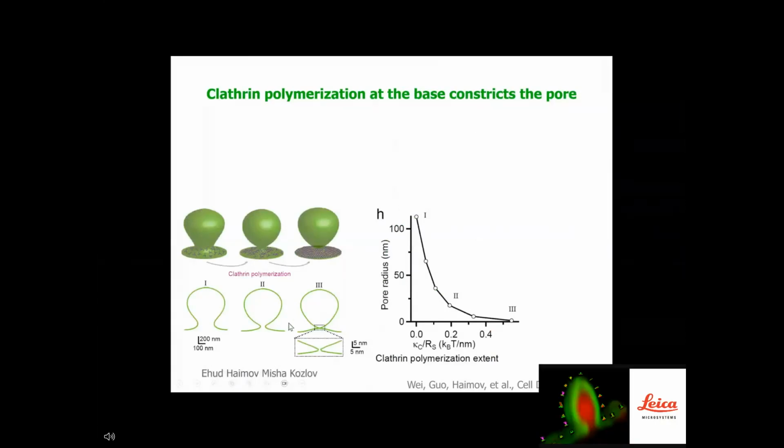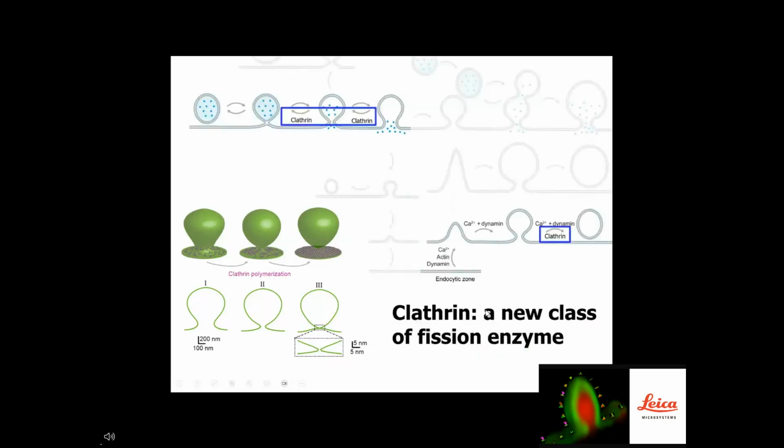Our collaborators Ehud Haimov and Misha Kozlov did the computer simulation and mathematical modeling to show that the polymerization of clathrin at the base and the pore region of the omega profile is sufficient to constrict the pore and mediate the fission process. So it can constrict until the pore is very, very narrow. All right, so with these results, we conclude that clathrin is a new class of fission enzyme involved in this preformed omega profile closure and fusion pore closure.